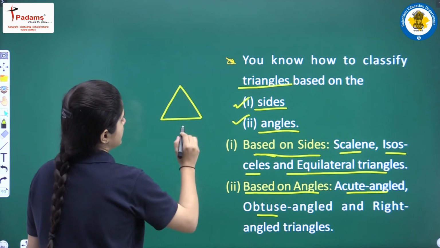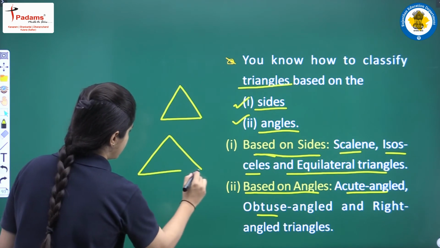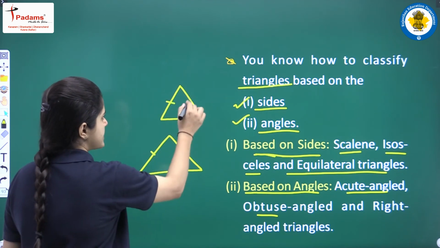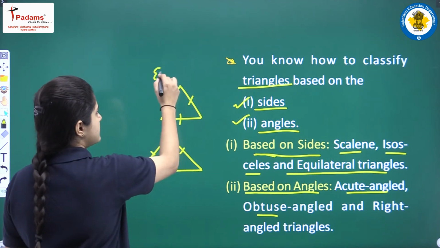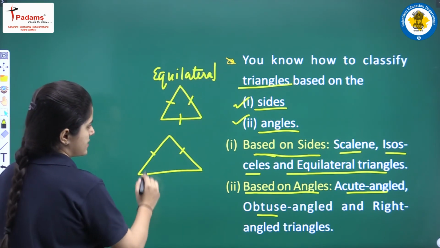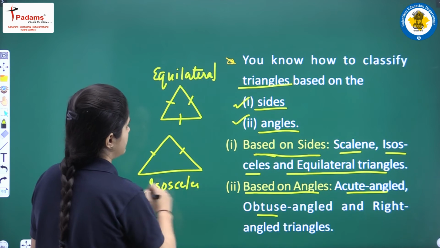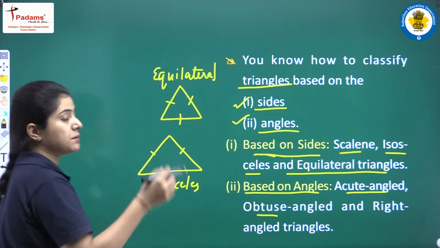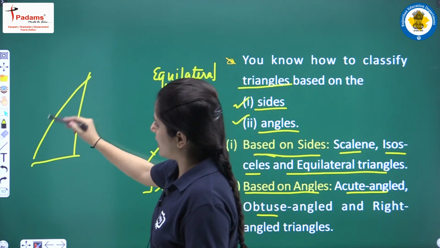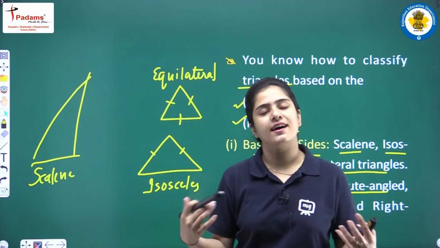For example, this is an equilateral triangle. Now students, for example, in this, these two sides are equal and one is unequal, and in this all the sides are equal, then it is equilateral. And what is this? Any two sides are equal, so this is isosceles. Now if I'm talking about the scalene triangle, this is a scalene triangle, because in this every side is unequal to each other.